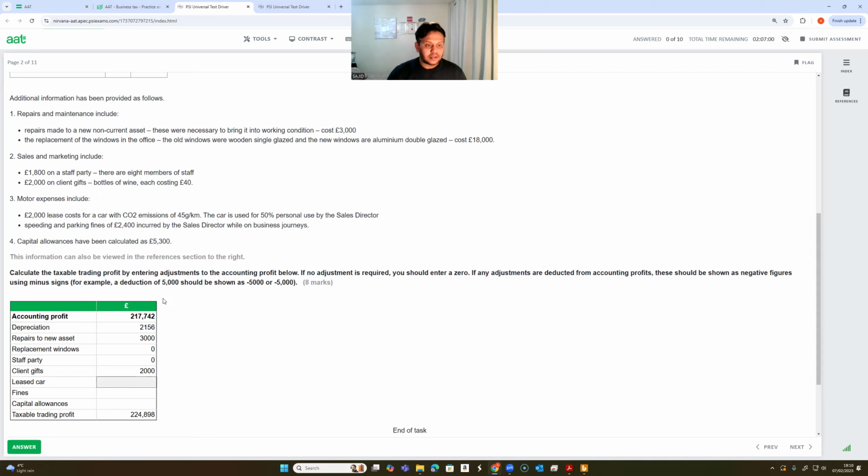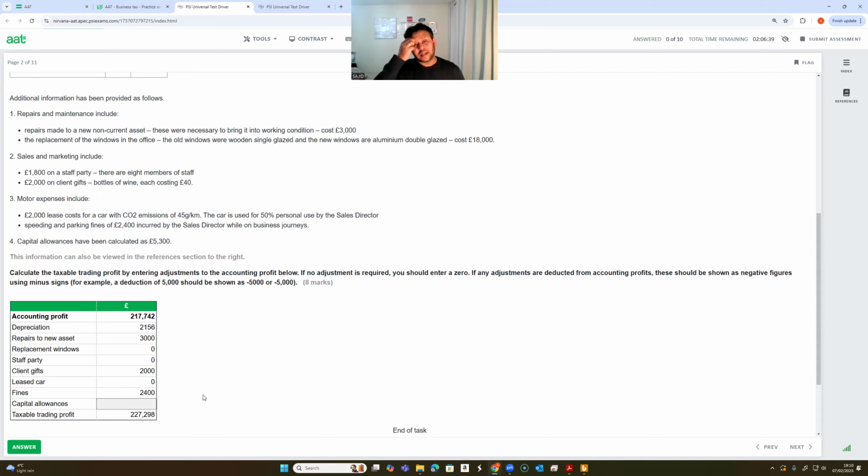Then we have a lease car. The car is less than 50 grams. The whole amount will be acceptable. So we don't have to write anything. 0. Fine. The fine has to be added back because it's not the employee, it's the director. So 2400 needs to be added back.